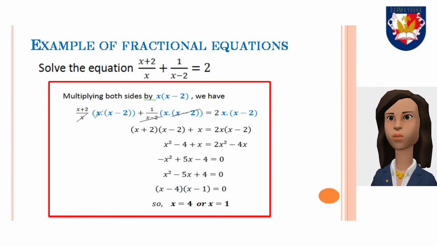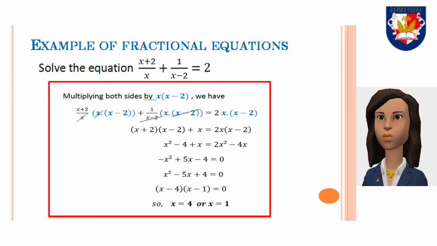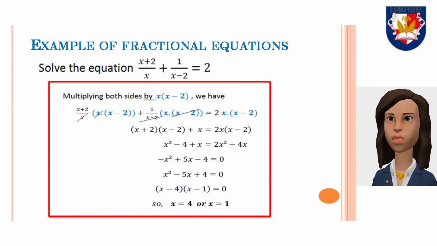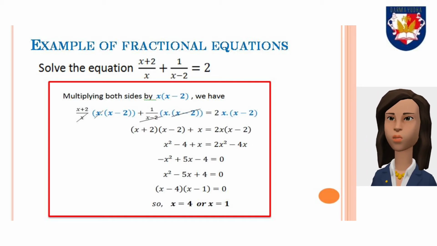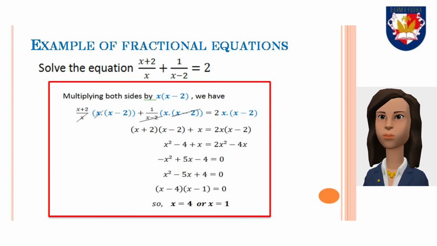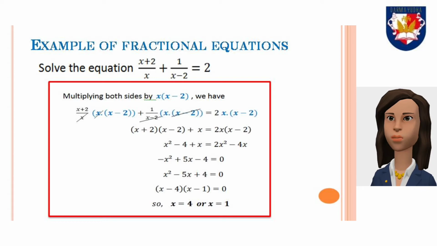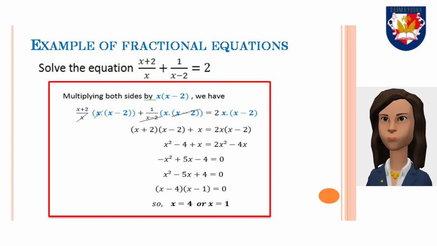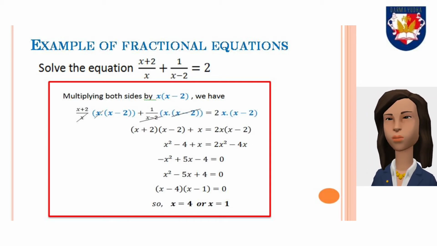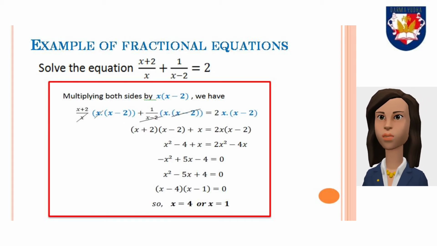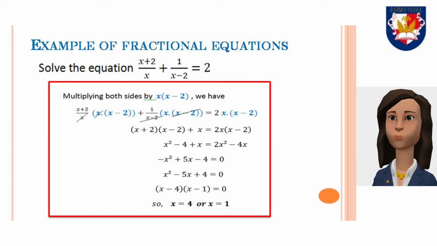Look at this example. Solve the equation x plus 2 over x, plus 1 over x minus 2, equal to 2. Follow the steps: multiply both sides by their common denominator, in this case x times x minus 2. Then we simplify and move all the variables to the left side, equal to 0. After we get the form of the quadratic equation, solve it to find the solution.